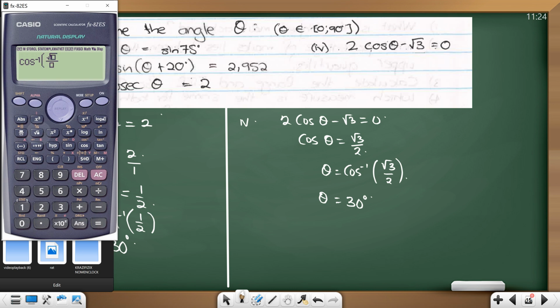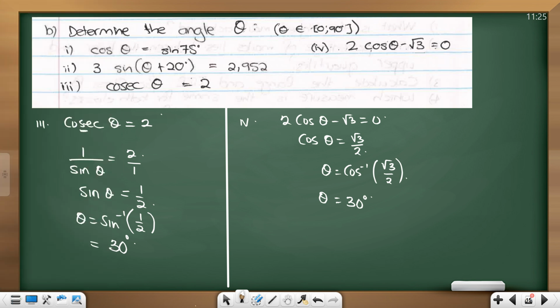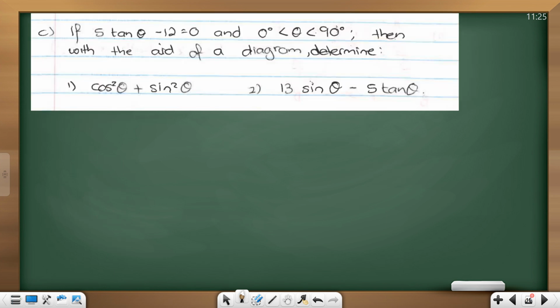Arc cos of what? For 2. Whatever. 30 degrees. Okay, done. Please don't make those mistakes in an exam now. Will be penalized with marks.